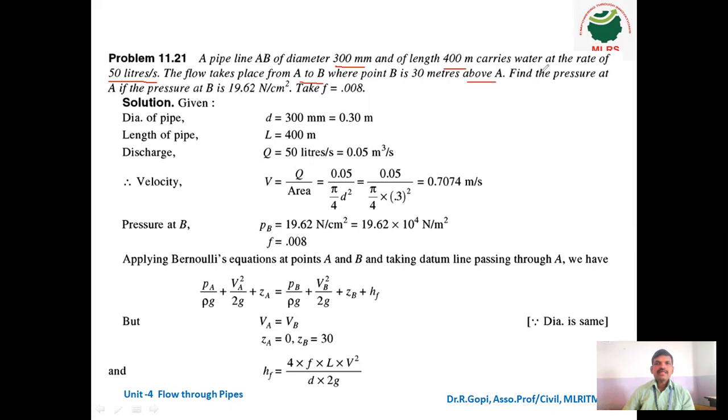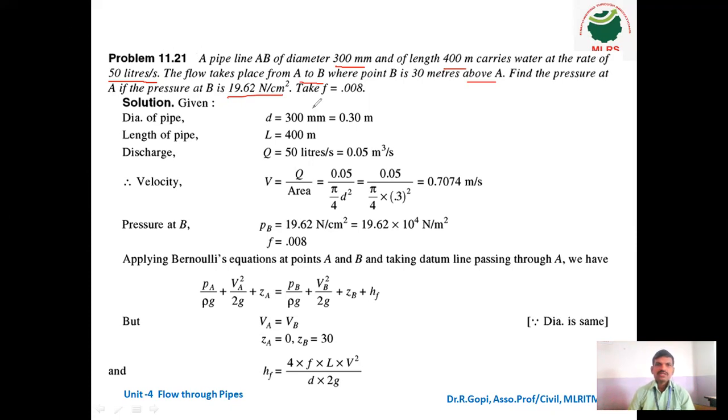Okay, find the pressure at A if the pressure at B is 19.62 Newton per centimeter square. So what are they asking in this problem? They are asking for the pressure at the starting point, at point A. They have given the pressure at point B, PB, equal to 19.62 Newton per centimeter square.